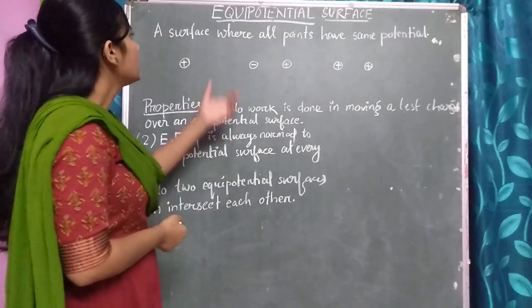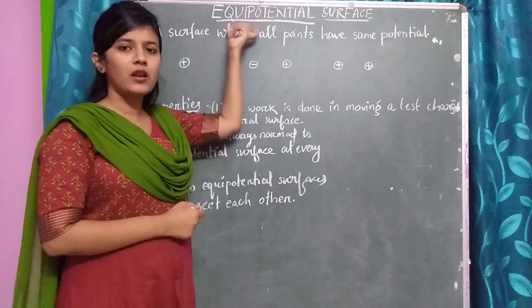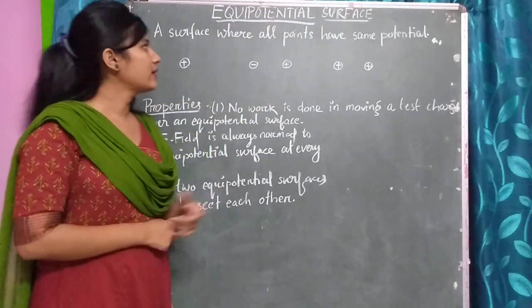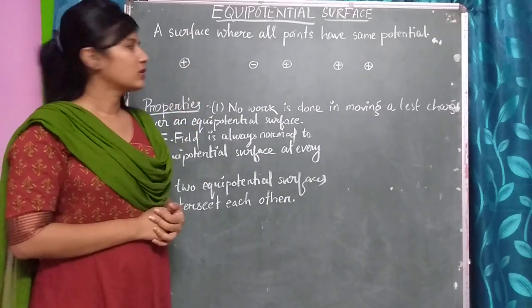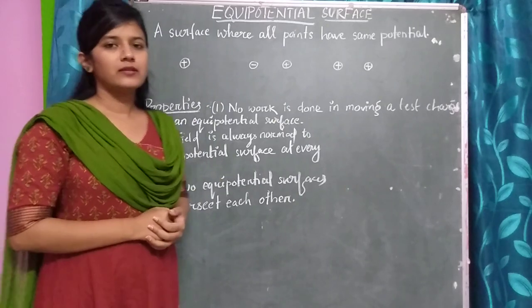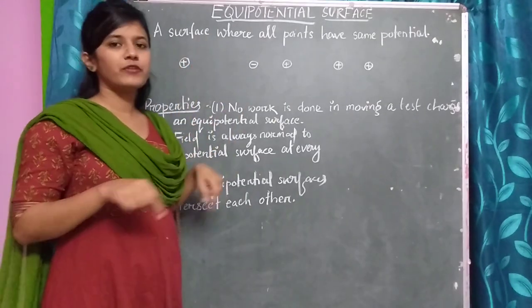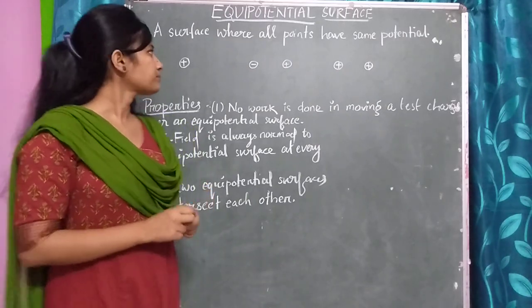So the name itself defines it. Equi means equal, potential, surface: a surface where all points have equal potential. So how will we define that? An equipotential surface is a surface where all points have equal potential.